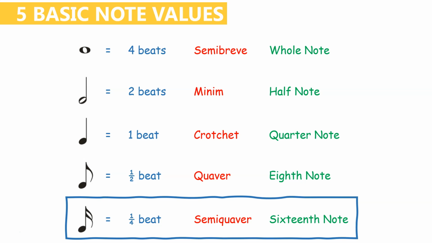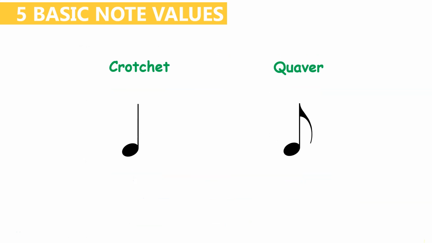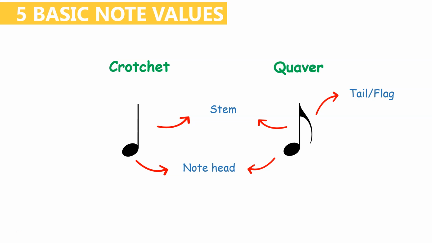Now that we have seen the note values of these 5 notes, let's take a quick look at the anatomy and proper terms for every component of a note. On the left, we have a crotchet, while on the right, a quaver. In both of these notes, they have a note head and a stem. The squiggly line seen on the quaver is known as the flag.